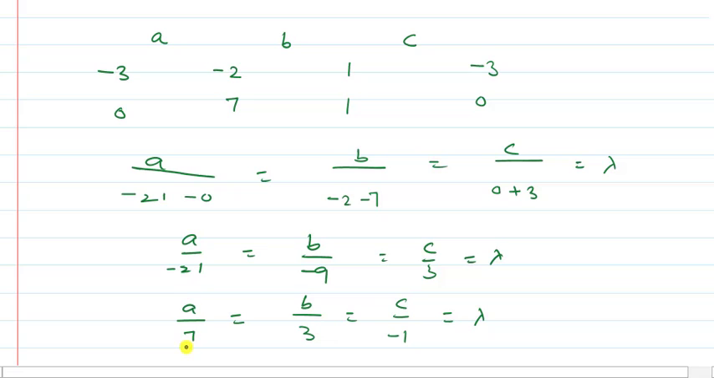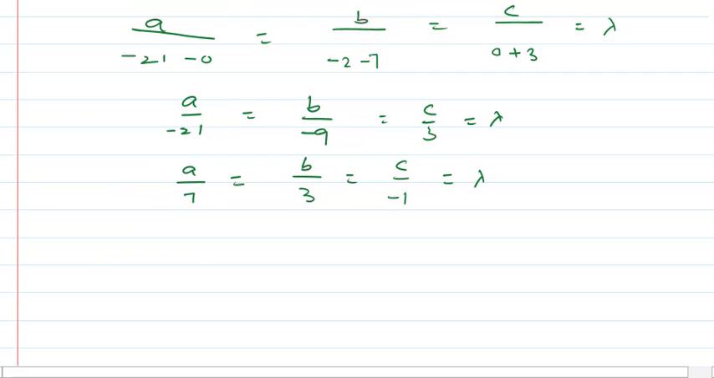You may go with minus 7, minus 3 and 1 as well, but it is better to take minimum negative signs. That's why I have taken minus 3 as common out of these 3. So from here we are getting a is equal to 7 lambda, b is equal to 3 lambda and c is equal to minus lambda.